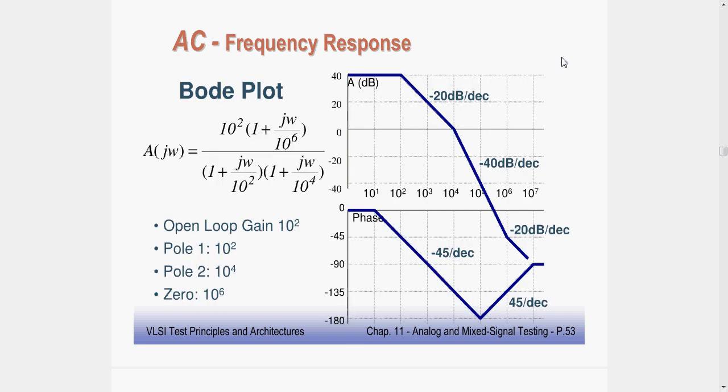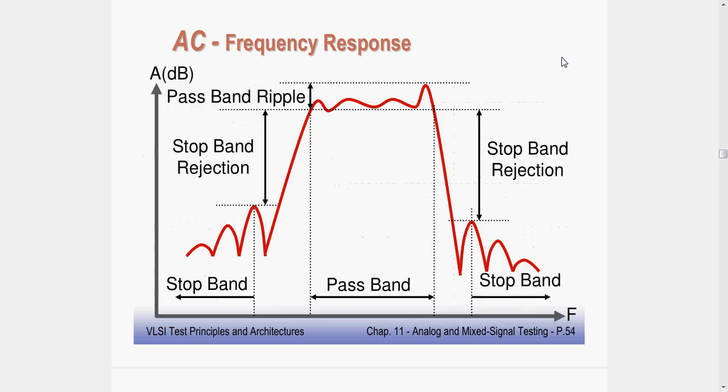Okay, by plotting this graph, what can we gather? We can gather the gain margin and phase margin of the particular circuit under test. What are the other parameters that we can derive from this frequency response test? Here we can get the stop band, pass band, ripples, rejection ratio, etc. So these are the various parameters that we can derive from the frequency response details.